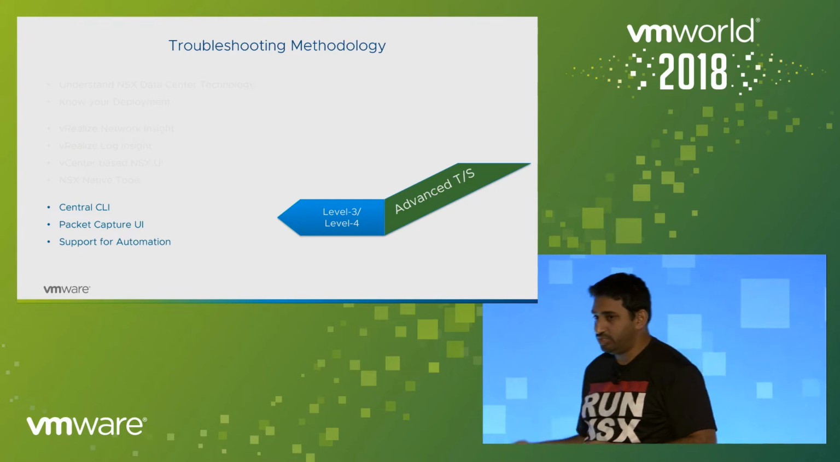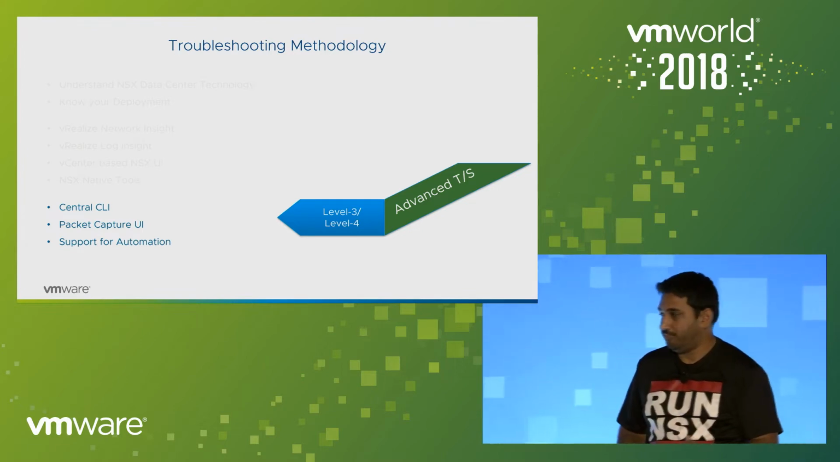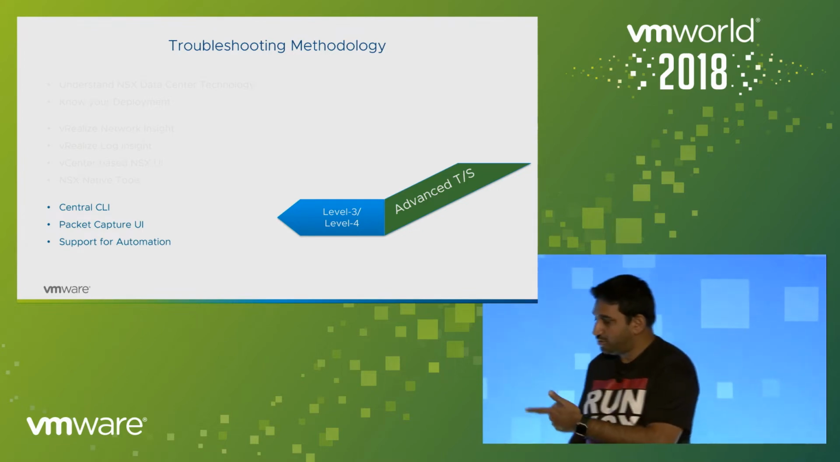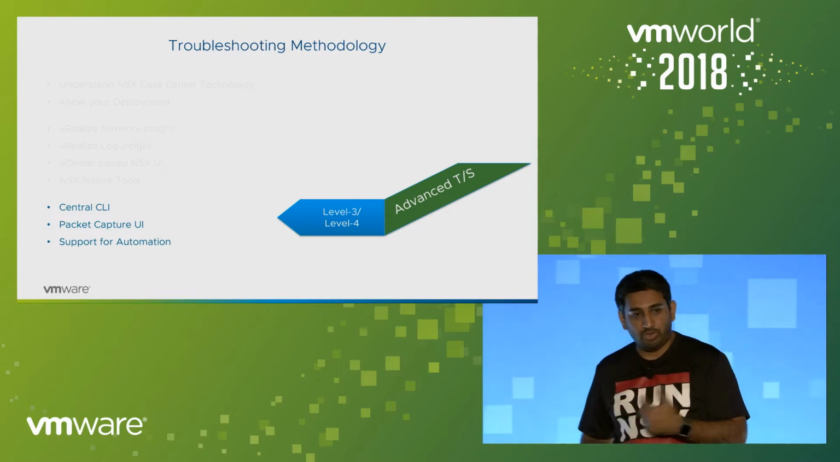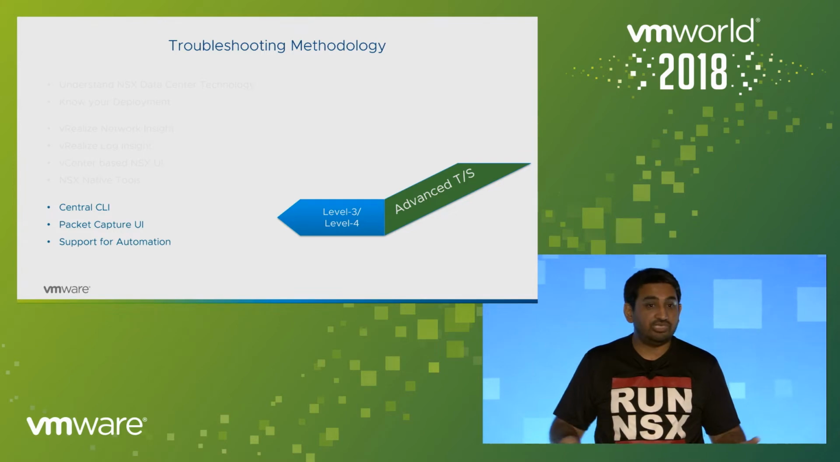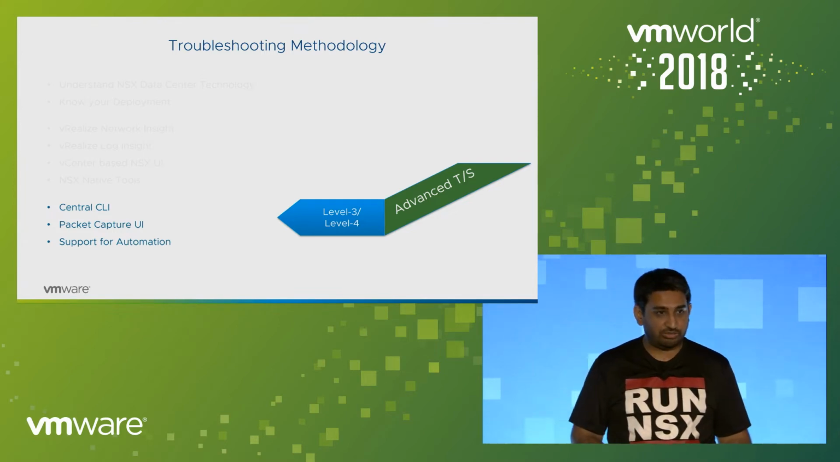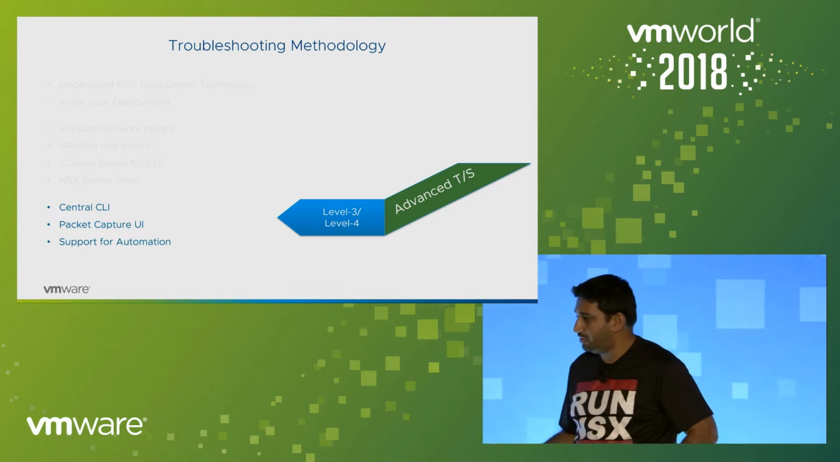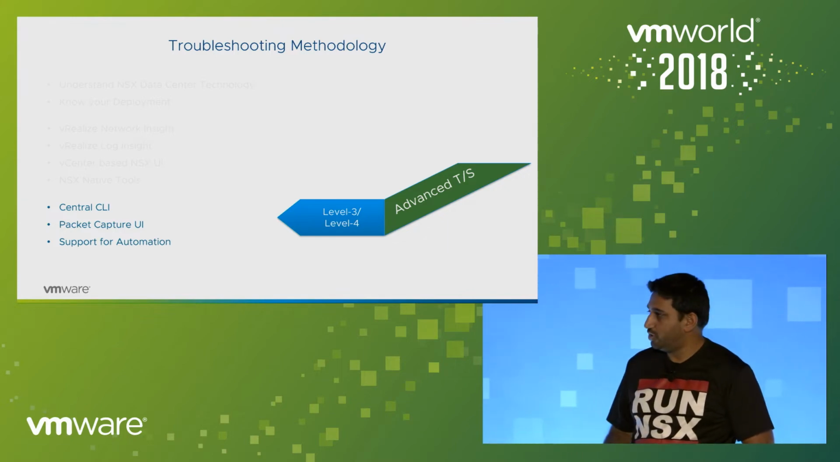Then you have Packet Capture UI, and I'm going to show you a quick demo about that. And the last one is support for automation. Coming back to what I said, PowerNSX, REST API, these are your friends if you are into automation, right? And we'll talk about PowerOps, how it supports automation.